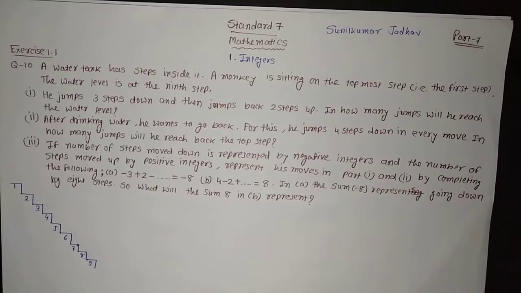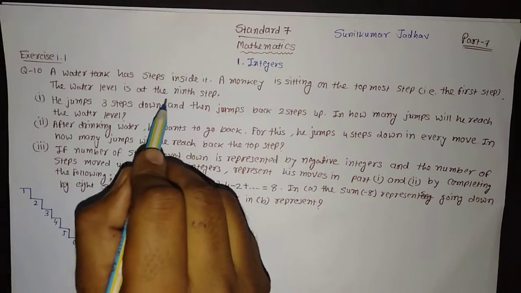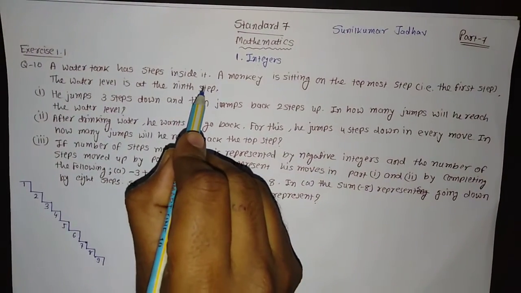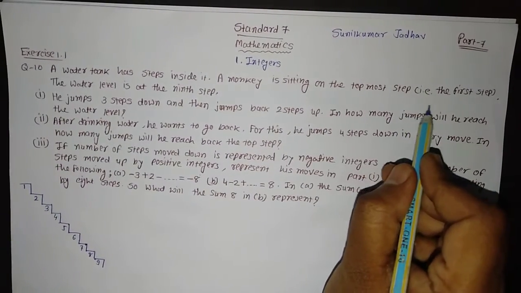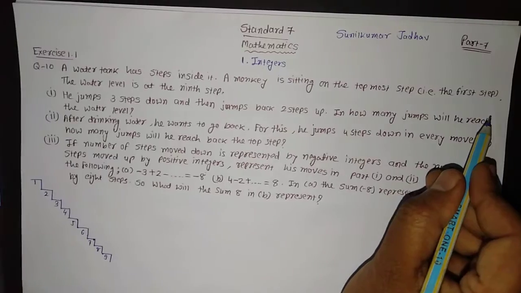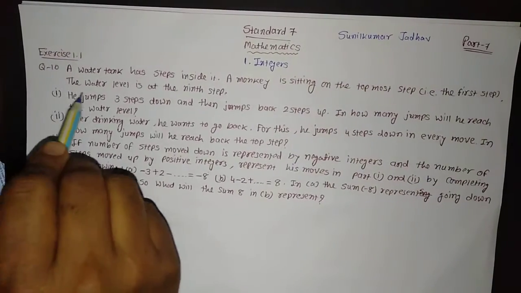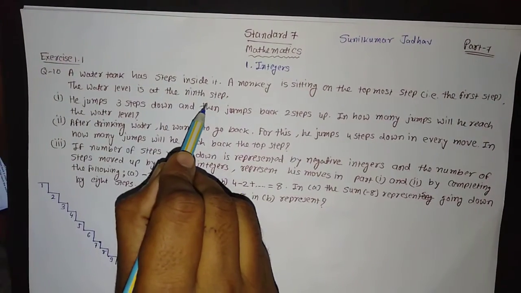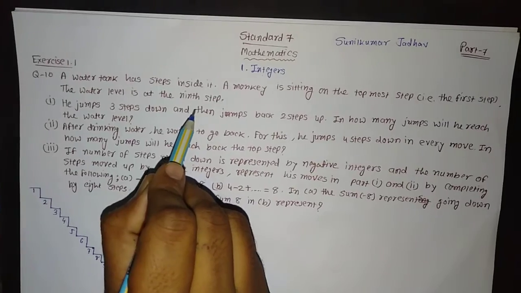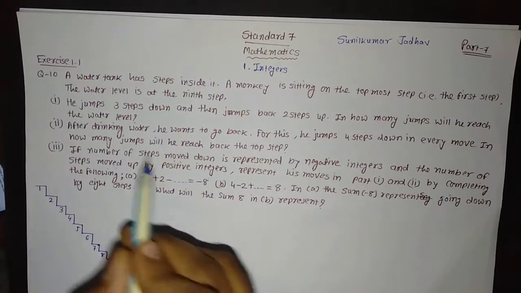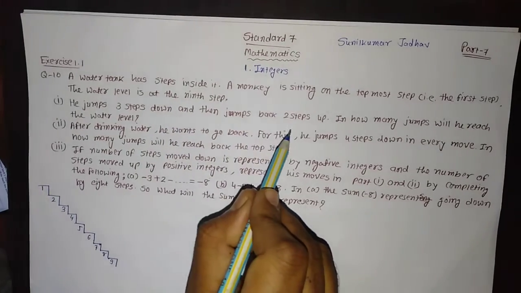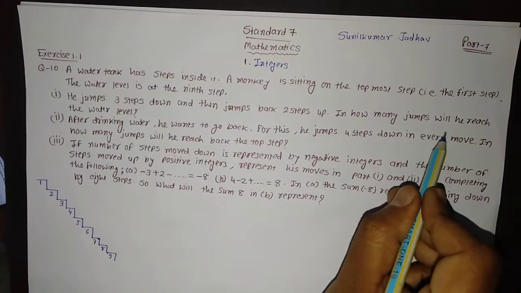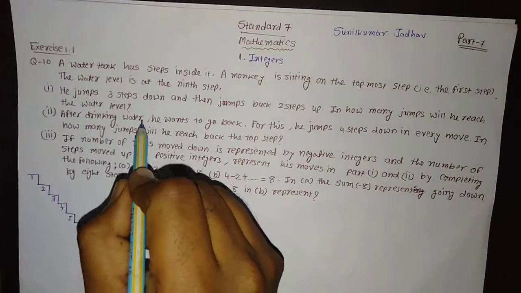Question number 10, exercise 1.1. A water tank has steps inside it. A monkey is sitting on the topmost step. It means the monkey is sitting on the first step. The water level is at the 9th step. He jumps 3 steps down and then jumps back 2 steps up. In how many jumps will he reach the water level?